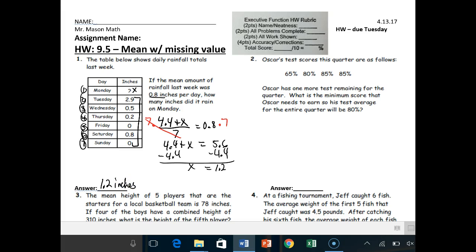Number 2, you will do on your own. Just understand that this you should add up as your subtotal. If you're going to do one more test, you're going to be dividing by 5, right? Not 4, because you have to take one more test. And here's your desired mean.